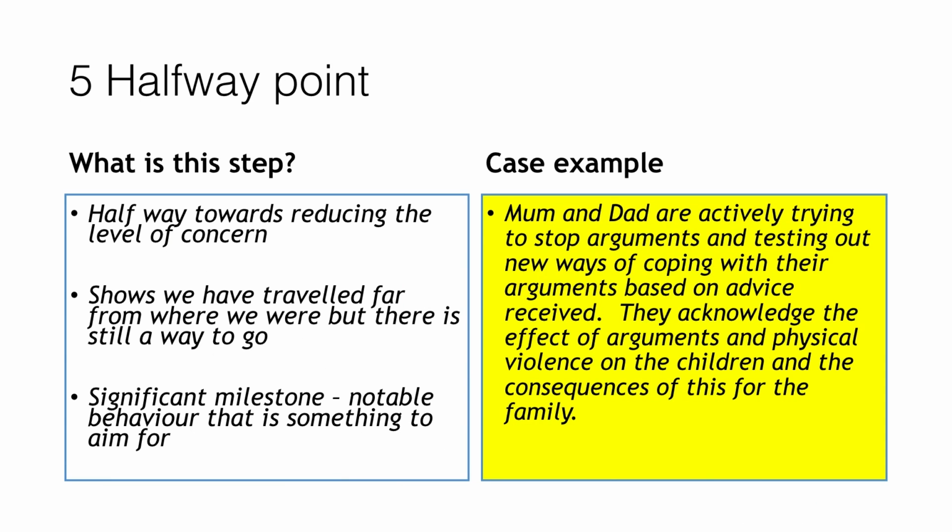In the case example, we see this described as parents taking steps to stop arguing and try out new behaviour, parents demonstrating that they have acknowledged the impact of the behaviour, parents understand the consequence of the behaviour for their family. This is written as: Mum and Dad are actively trying to stop arguments and testing out new ways of coping with their arguments based on advice received. They acknowledge the effect of arguments and physical violence on the children and the consequences of this for the family.